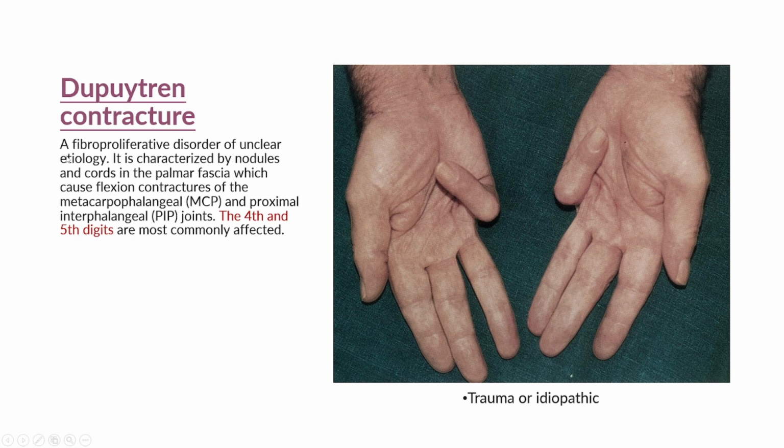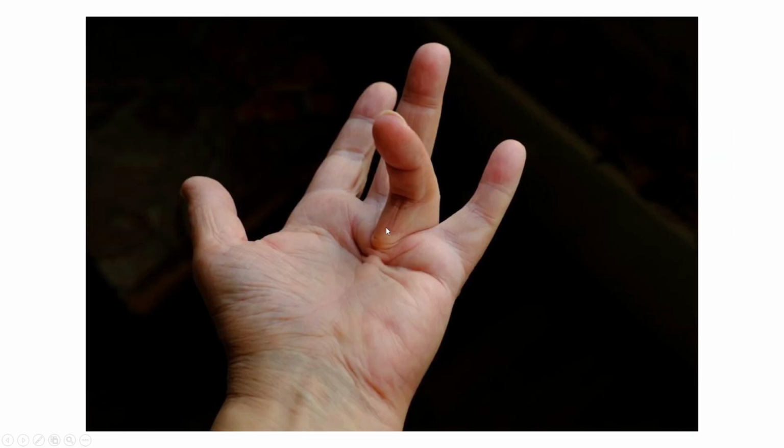I like the name. It's a fibroproliferative disorder of unclear etiology, so it's idiopathic. We will have fibroproliferation in the MCPs, and it will lead the fingers to look flexed. It can happen to the 4th or the 5th digit. So this is the 4th and this is the 5th digit. In this case, we are seeing it in the 5th digit, and this is in the 4th digit. I think this one is clear, and it's idiopathic.